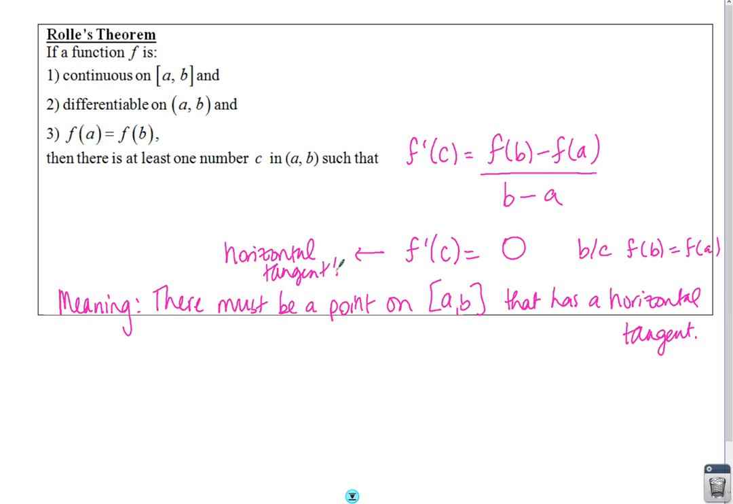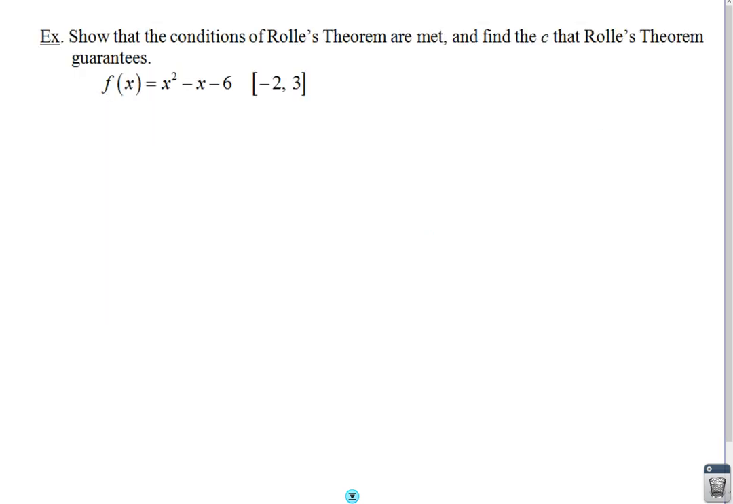And in that instance, there's got to be a point somewhere between a and b where you have a horizontal tangent, which could be a relative min, could be a relative max, or it could be neither. It could be one of those situations where the graph keeps increasing or decreasing, even though it maybe slows down at that point. But either way, you know that if f of b is equal to f of a, you have a slope of 0 or horizontal tangent. Okay, let's look at an example.